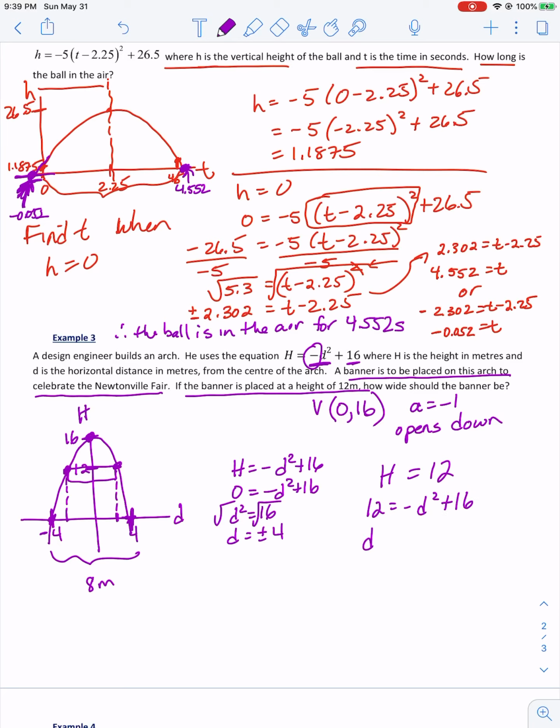Bring the d squared over to the left side and bring the 12 over to the other side. So that's 16 minus 12, which is 4. So d equals plus or minus 2. So then for the banner, this will be minus 2 and positive 2, which is a total width of 4 meters. So therefore, the banner should be 4 meters wide.